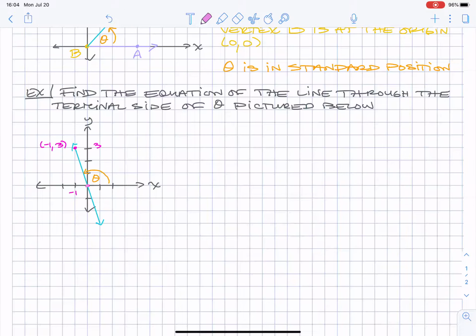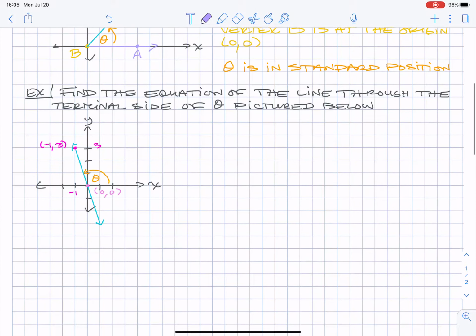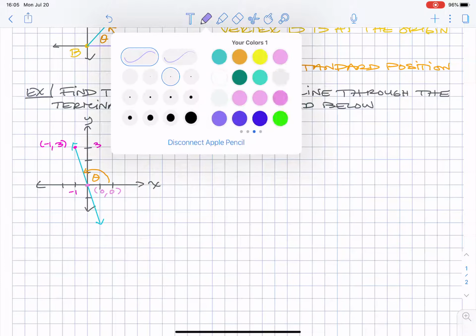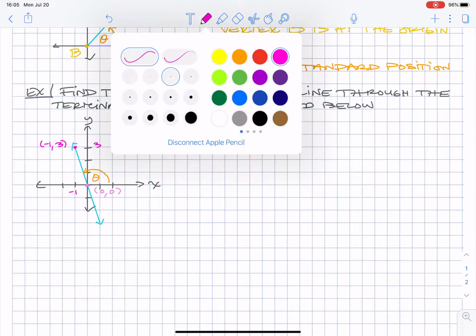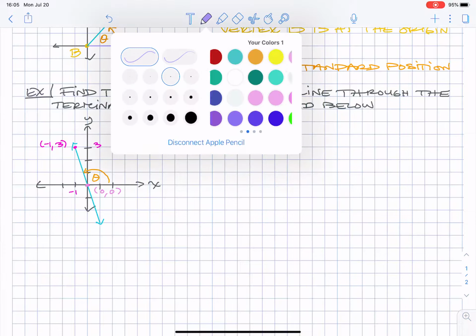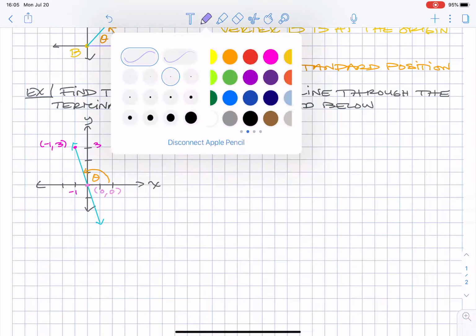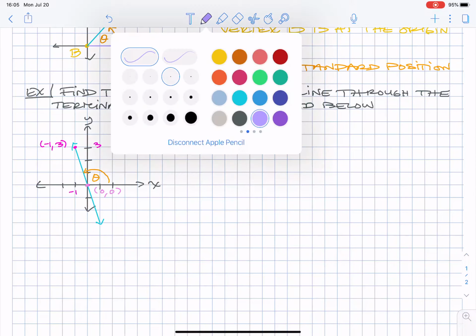So with 2 points, using the point slope form of a line, first we find the slope. The slope of a line, if we're given 2 points, is going to be the change in y, that's y2 minus y1, the rise over the run, which is x sub 2 minus x sub 1. Rise over run.